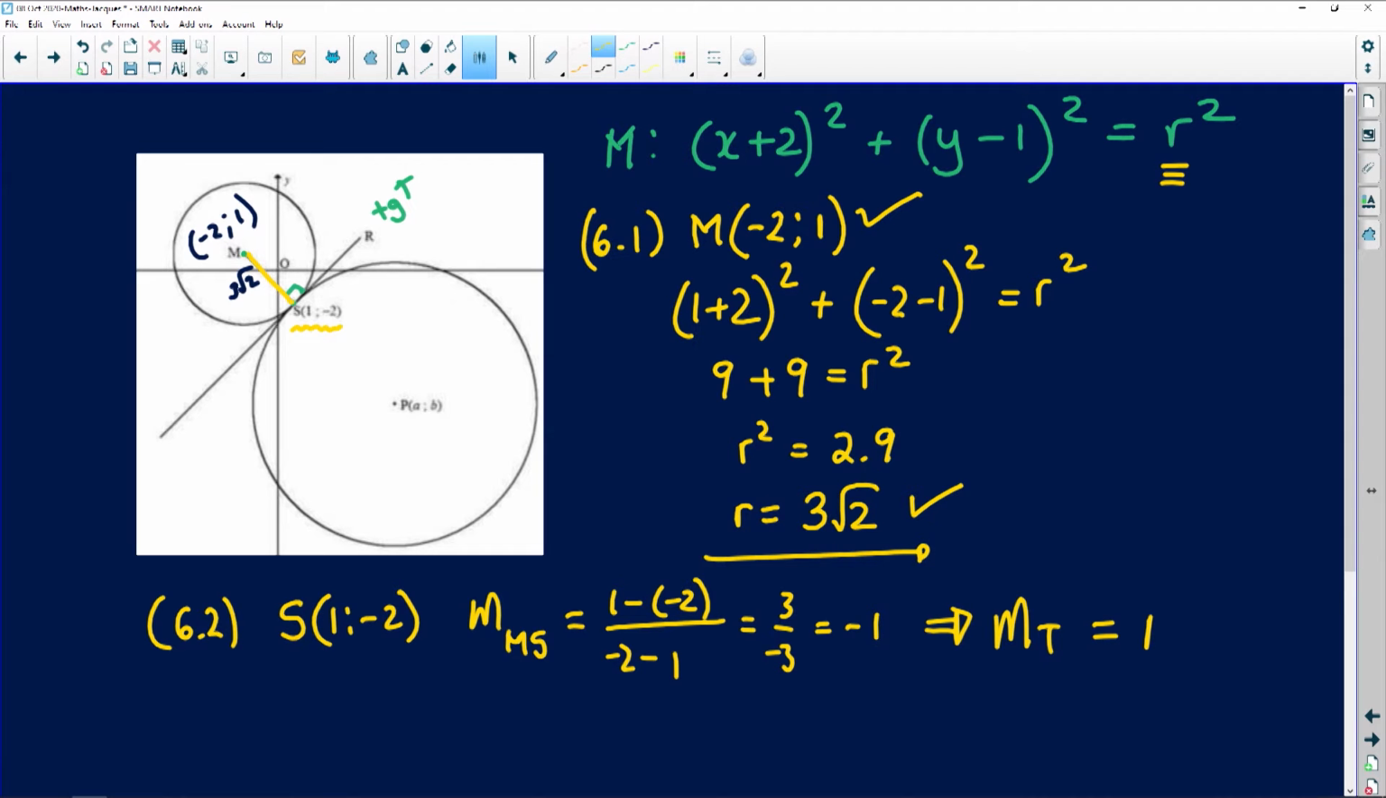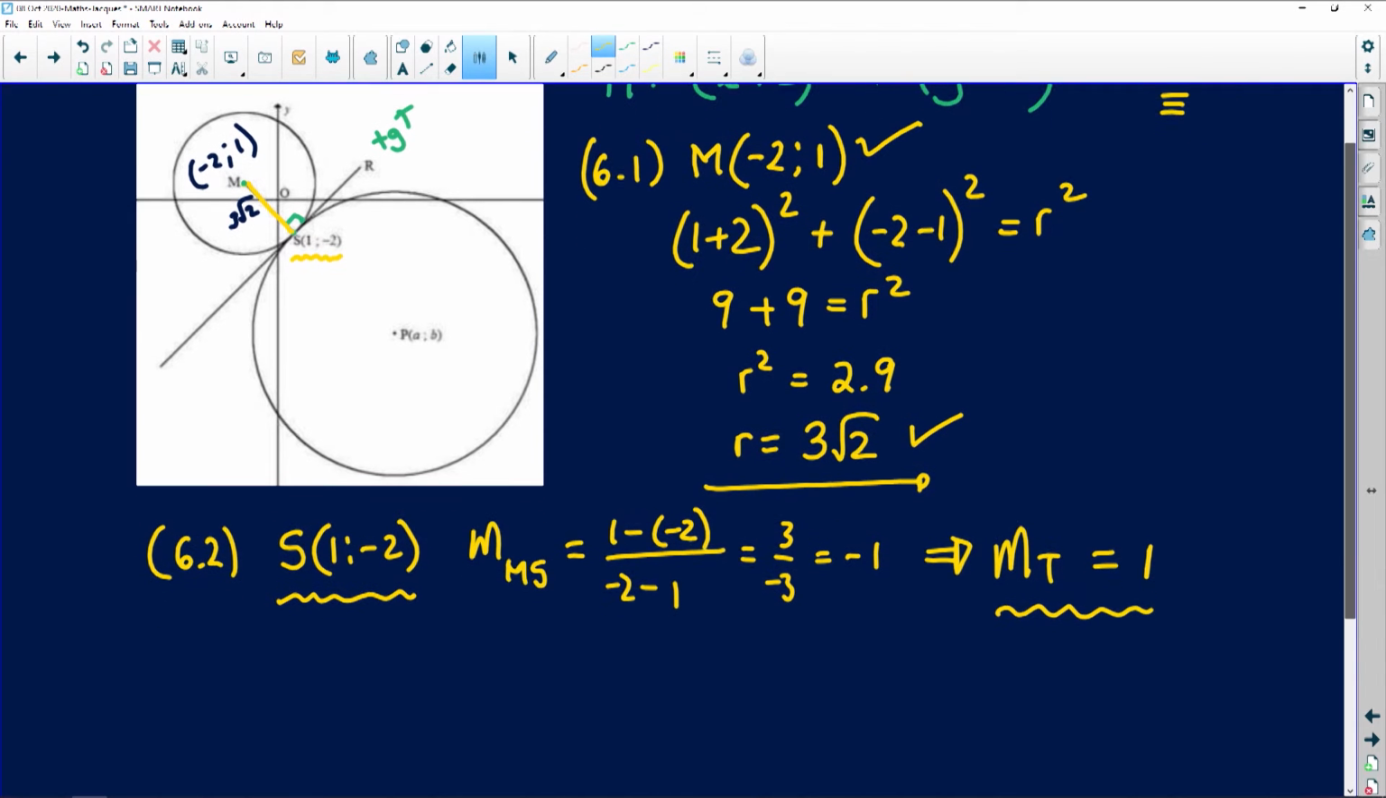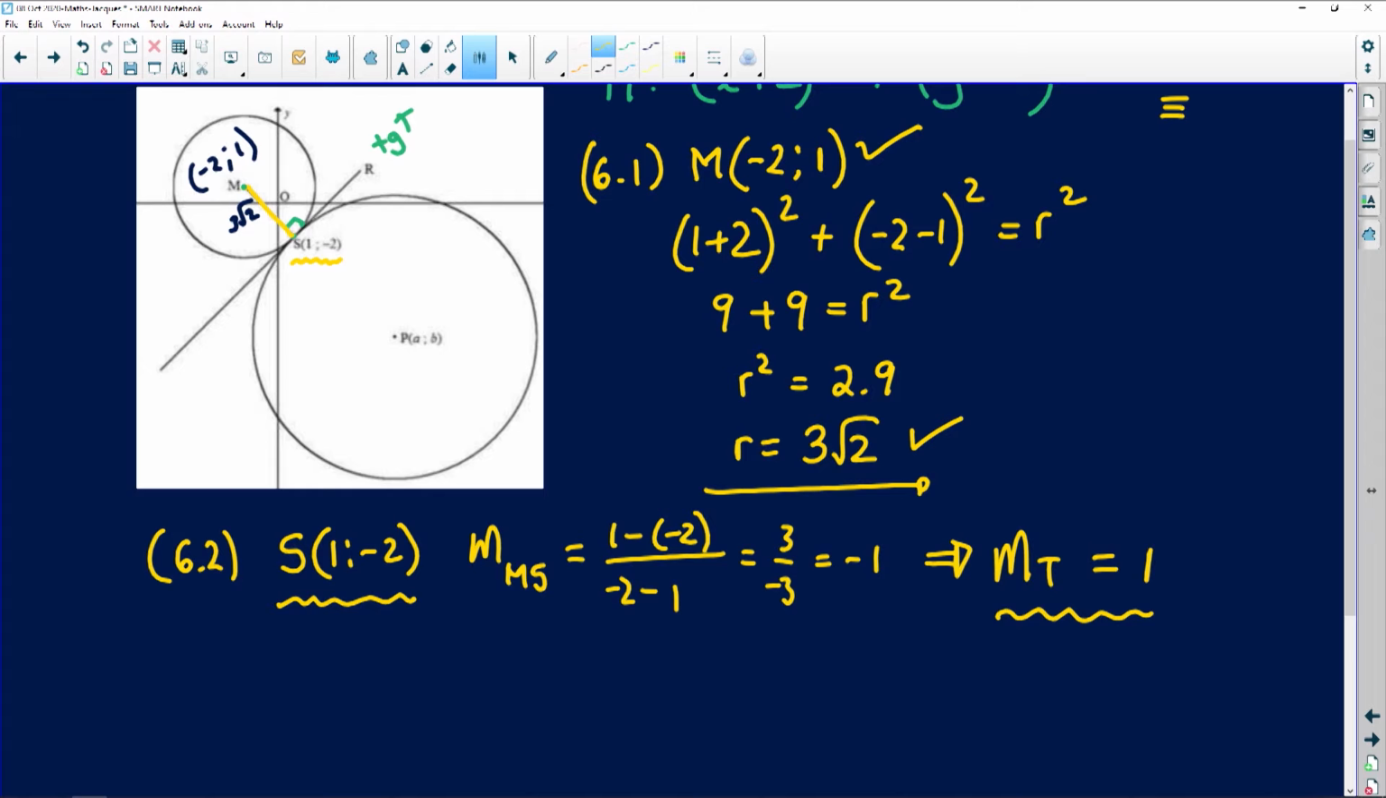Okay, now we know the gradient. We have the point of tangency, and we have the gradient. Oh, that's easy enough. We've got a point and a gradient. So what do we do? We go into our final phase for this question. We say y minus the minus 2 over x minus 1, as if we are finding the gradient between a variable point x, y, and that point. So that gradient we know is 1.